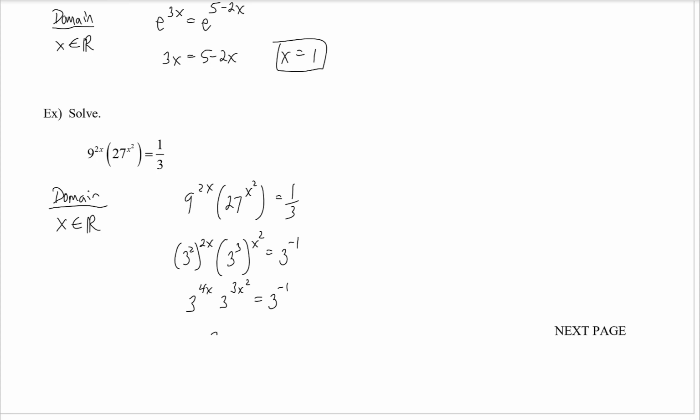Multiply those together and get base 3, and then I add the exponents. Thank you, Algebra 1. And then I have a base 3 exponential function equals another base 3 exponential function. So the only way those could equal each other is if their exponents are equal. And once again, I end up with a quadratic that has the same solution set as the original.